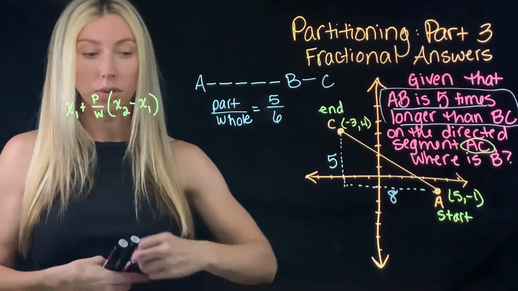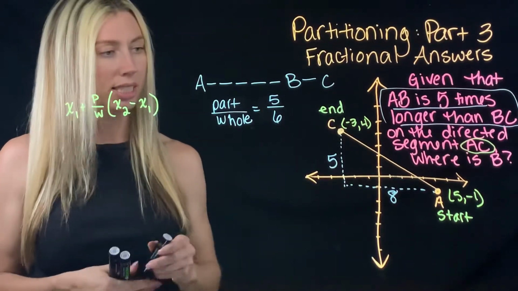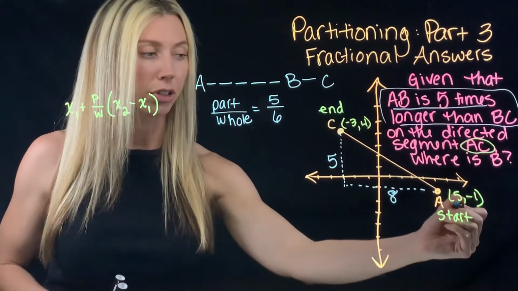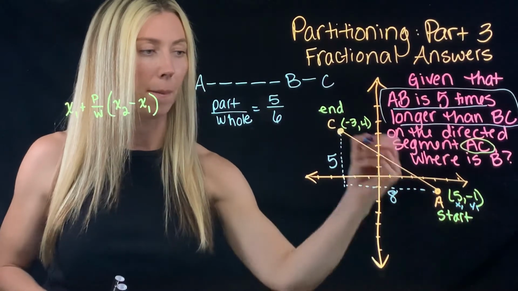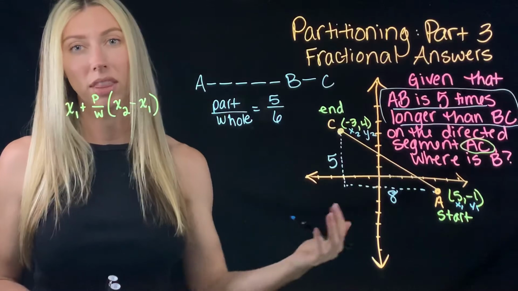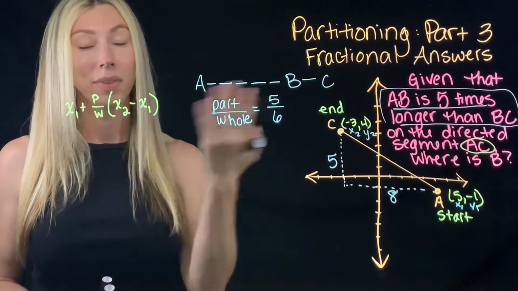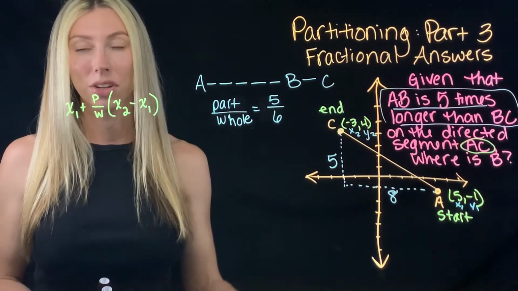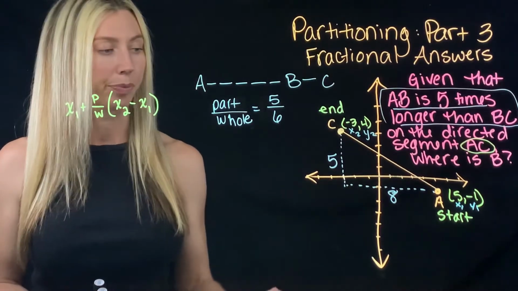I always find it helpful to label the points x1, y1. Make sure your starting point is x1, y1. Make sure your ending value is x2, y2. That's going to be the most important thing as you put things into this formula. If you mess up on the x1 or x2, you're going to get the answer wrong.